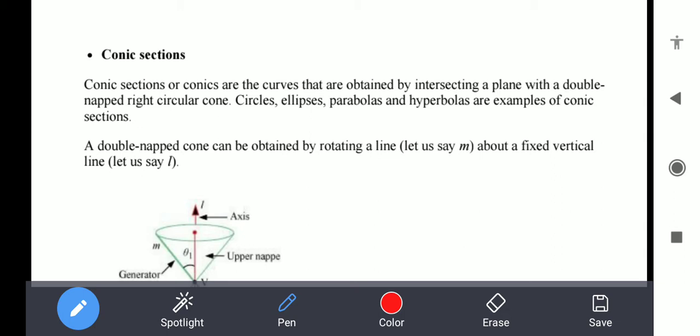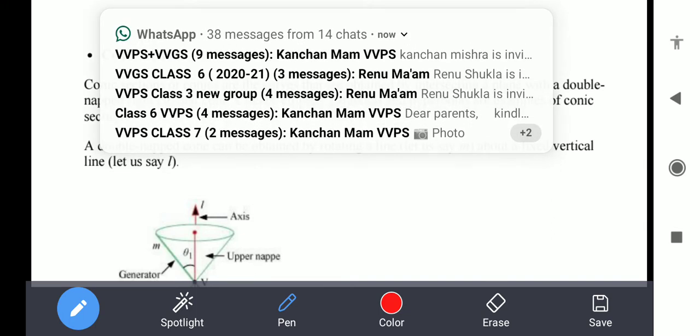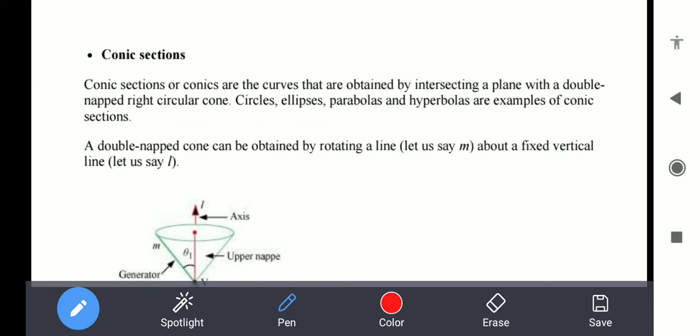That is, a circle is a locus of a point whose distance from a fixed point is always constant. But here is a different aspect in which you see the definition of the circle. Okay, so let us start.